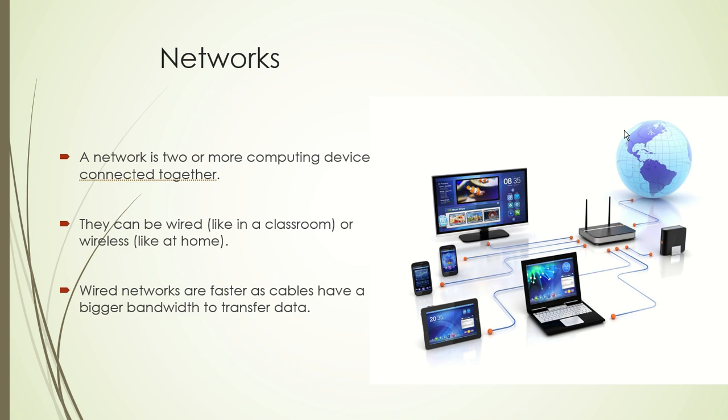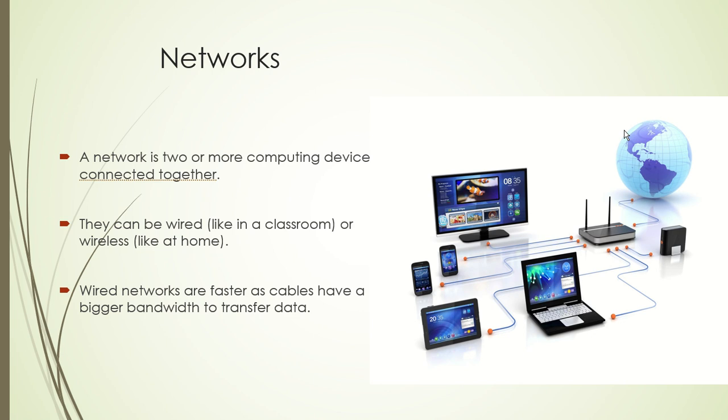So you need to know that a network is two or more computing devices that are connected together. As shown in the picture, it can be computers, laptops, tablets, smartphones. If you're at home, it could be your smart speaker, your smart TV, for example.